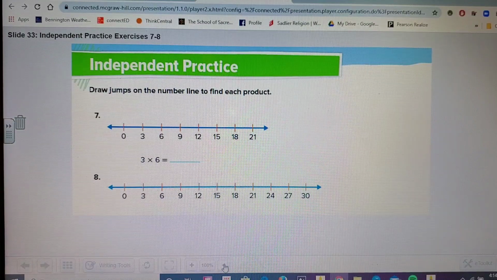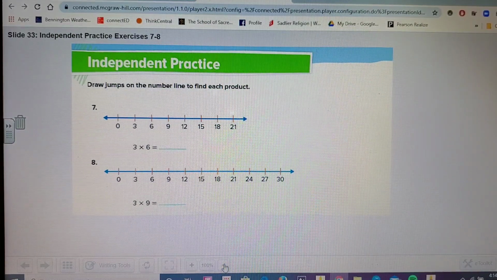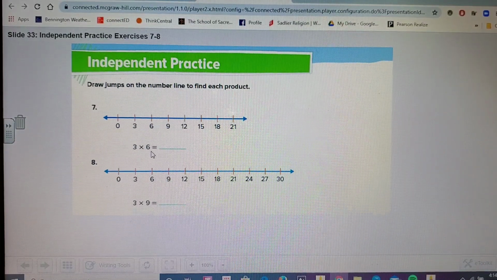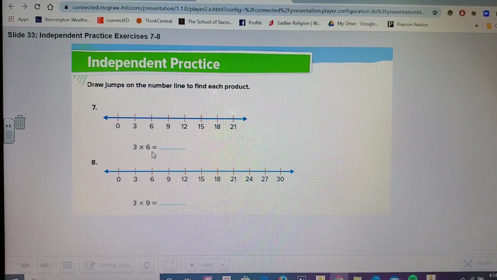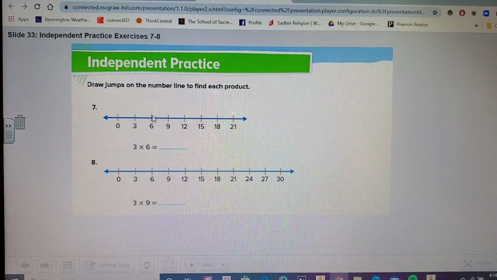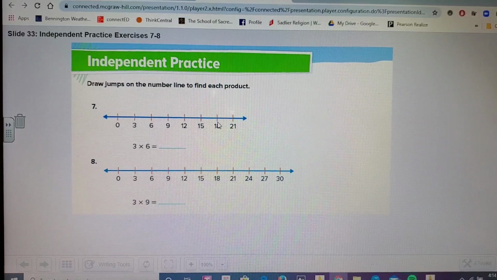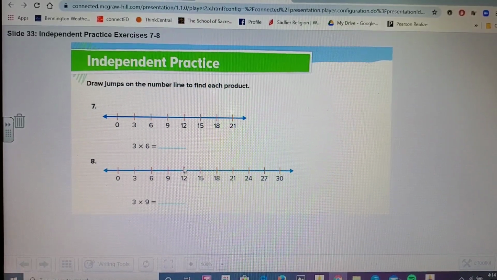Now we're on independent practice number 7 and 8 with a number line. And I'm going to tell you that the book has made a little mistake. When it says 3 times 6, that should be 3 jumps of 6. But what they really want you to do is 6 jumps of 3. So start here, and we're going to make 6 jumps of 3. 1, 2, 3, 4, 5, 6. So 3 times 6 or 6 times 3 would be 18.